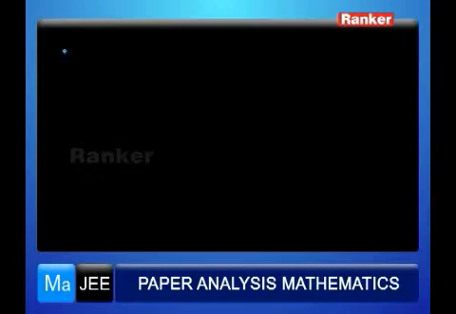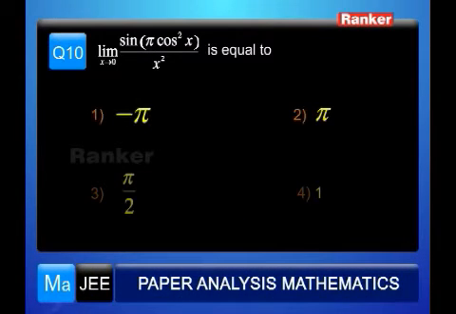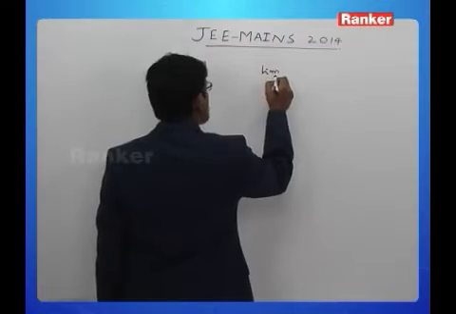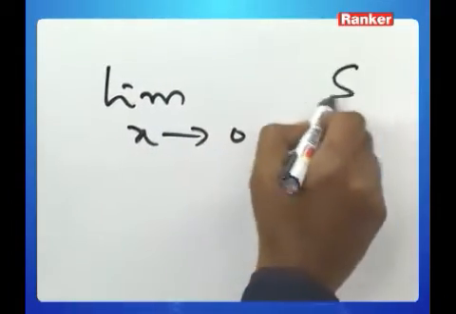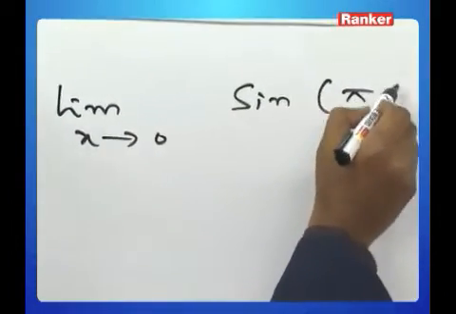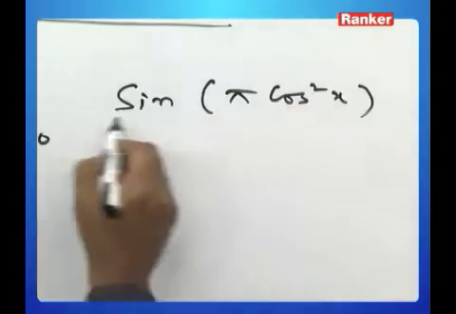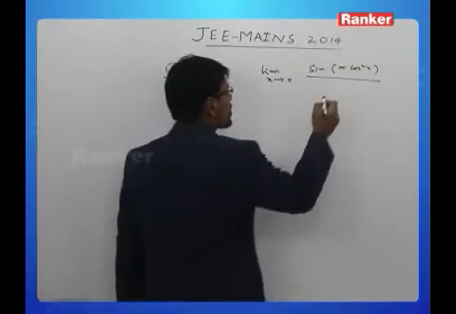Question number 10. Limit as x tends to 0 of sine of pi cos square x by x square is equal to, first option minus pi, second option pi, third option pi by 2, fourth option 1. Limit x tends to 0 of sine of pi cos square x by x square.